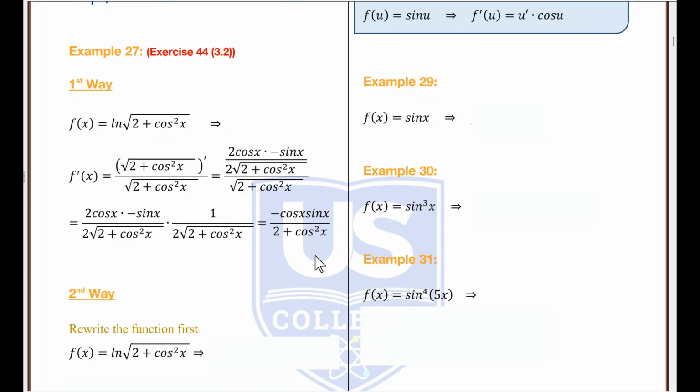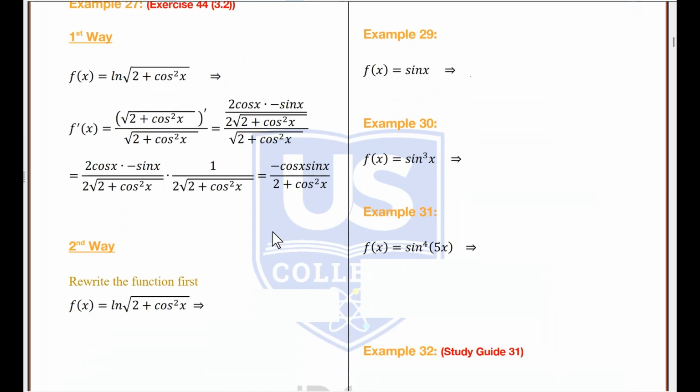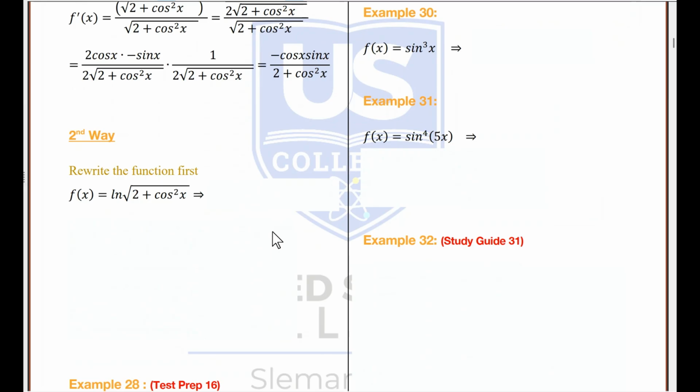And I'm going to explain another way. I think this is longer and confusing. The steps are so many. I am going to show you another way. So the second way of solving this question, other than taking the derivative in the first place, is we rewrite the function in the first place.